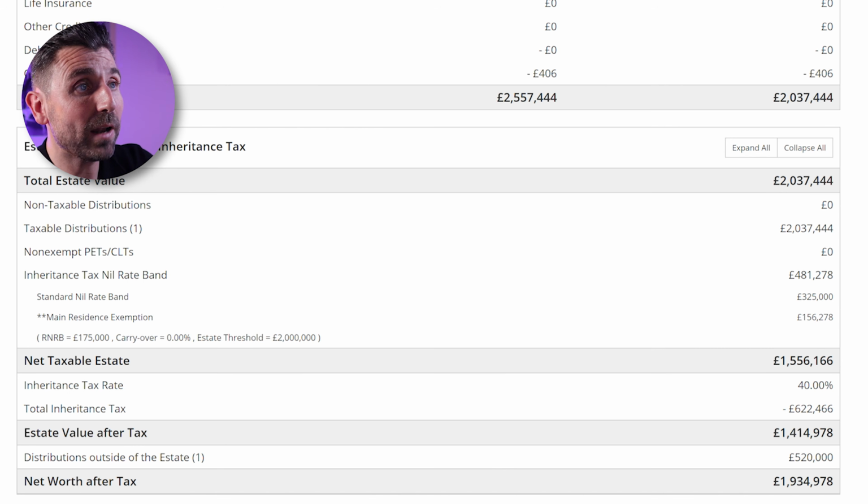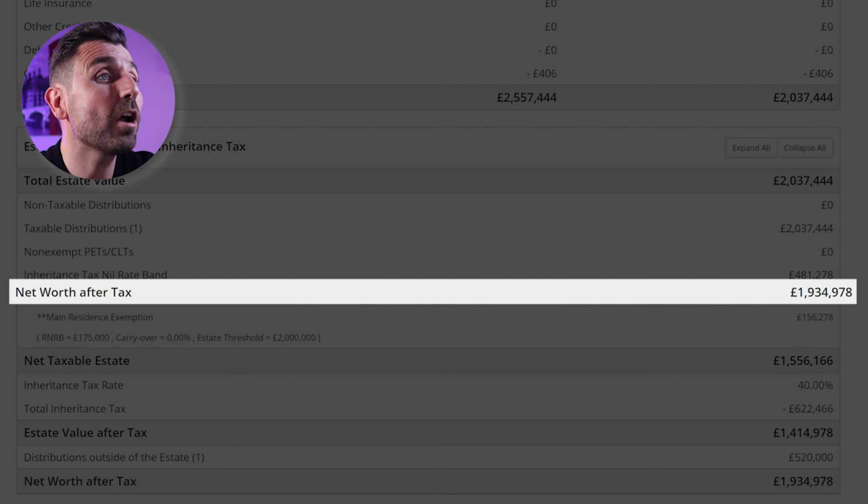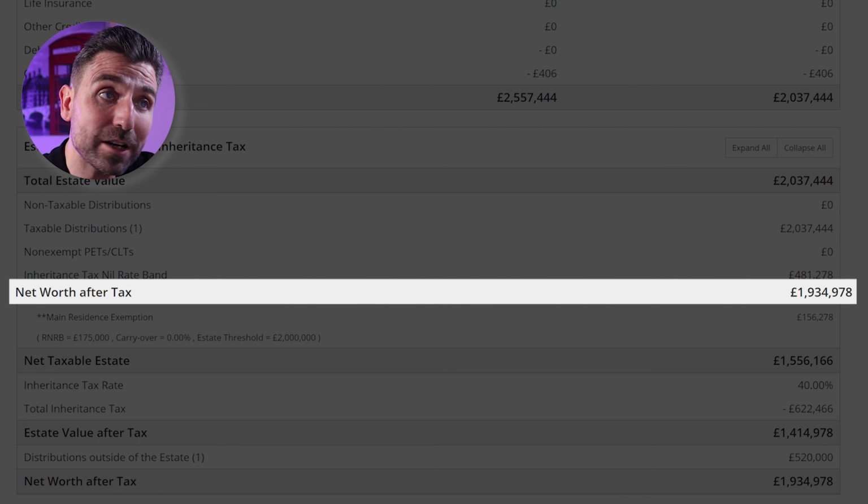That's probably something for a future video though. It's certainly an area where the right individual advice is absolutely essential. Anyway, back to the plan, and we can see that after all allowances are deducted, the immediate net worth after tax is just over £1.9 million. We'll be seeing how we can improve that too.